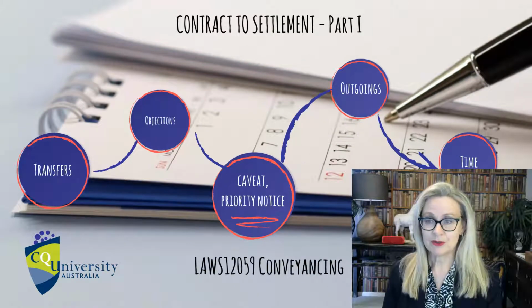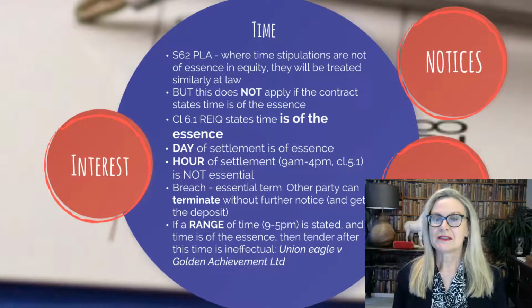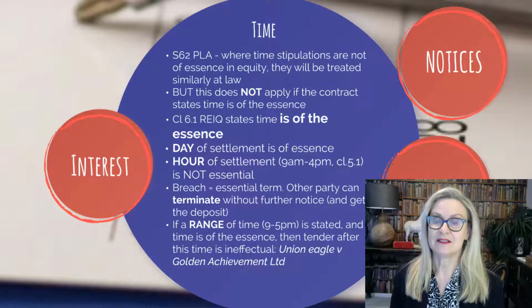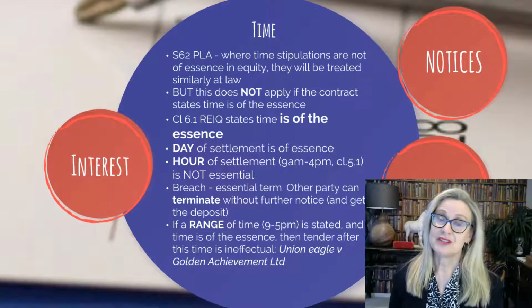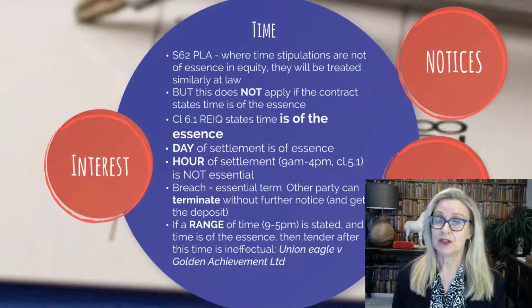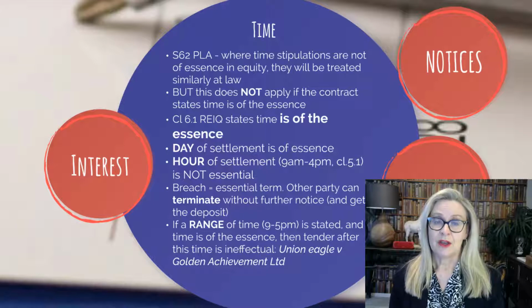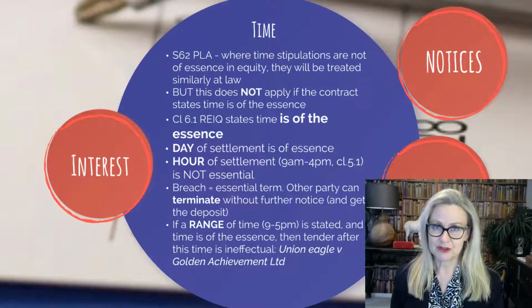And now we need to finish on time. Under Section 62 of the Property Law Act, where time stipulations in the contract are not of the essence in equity, they are going to be treated similarly at law. So if there is no stipulation in the contract that would tell equity that time is of the essence, then at both common law and in equity, time will not be of the essence. However, obviously this does not apply if the contract itself states that time is of the essence.